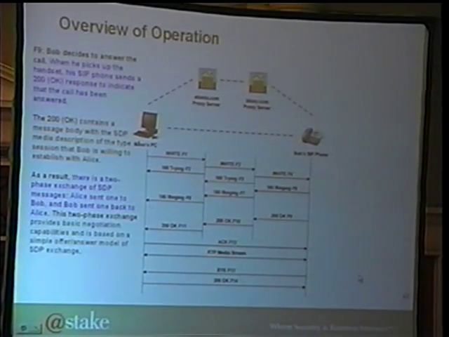If Bob decides to pick up the handset and answer the call, the phone will send a 200 OK back to Alice, saying the call is set up. With that 200 OK, there is already the media description of the type of session that Bob is willing to establish with Alice. The information that was sent on the initial invite from Alice contained the parameters that Alice can deal with, and the 200 OK sent back the parameters that Bob wants to use and can use.